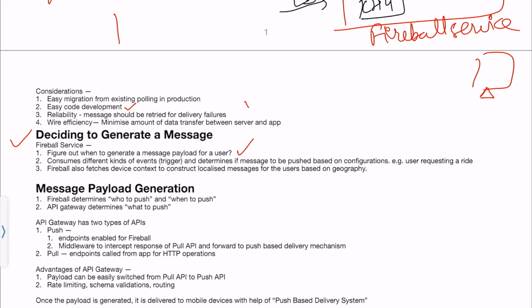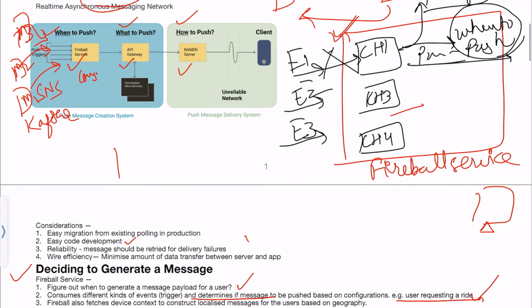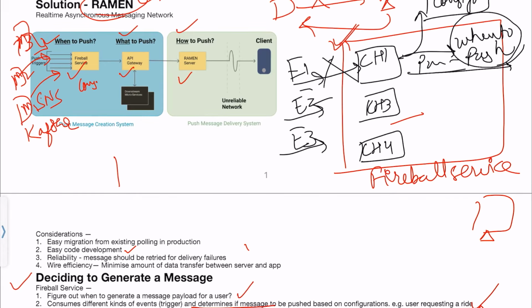consumes different kinds of events and determines whether to push a message, based on, for example, a user requesting a device. Right, great, we discussed this. Firewall also fetches device context. One more thing which is useful here is that Uber is used in multiple marketplaces, a lot of marketplaces. It is used in India as well.